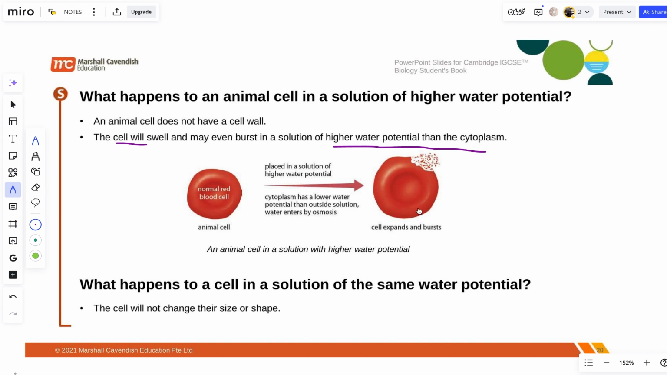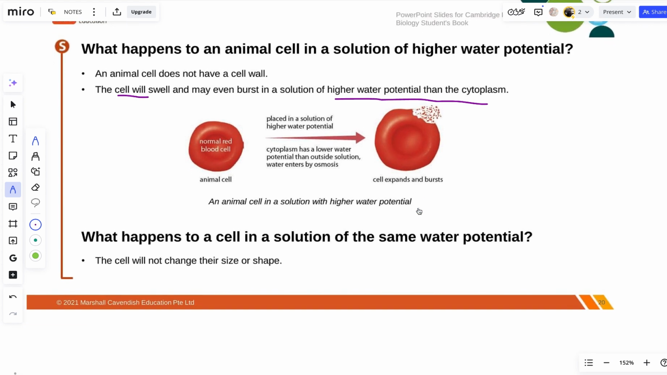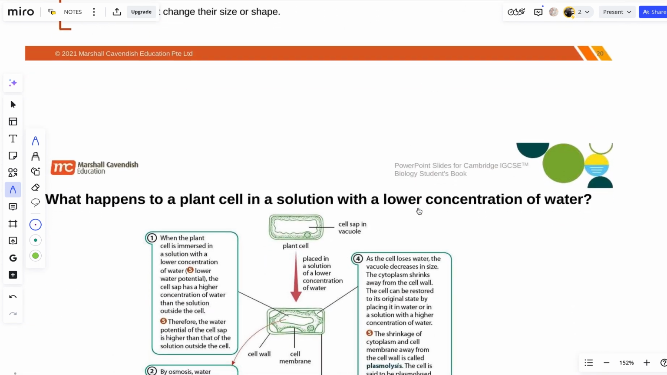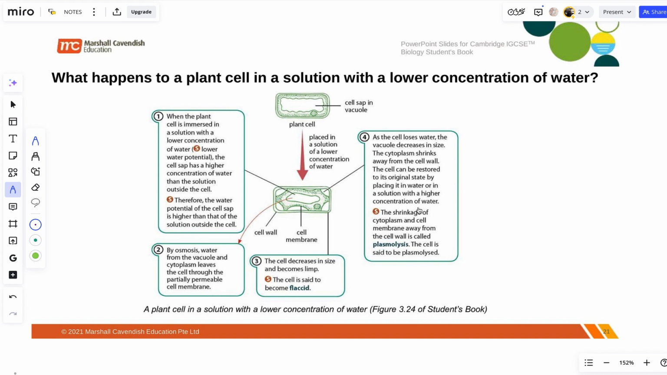What happens to the cell in a solution of the same water potential? The cell will not change in size or shape if they have the same water concentration. Whether there's no higher or lower, nothing will happen to the cell.